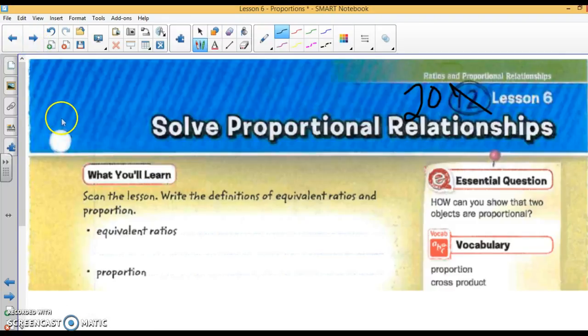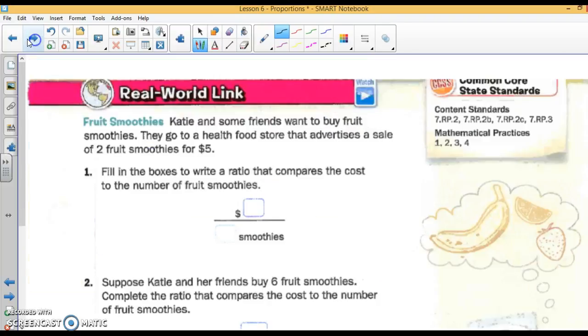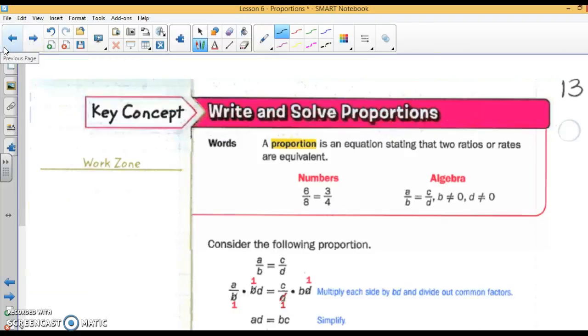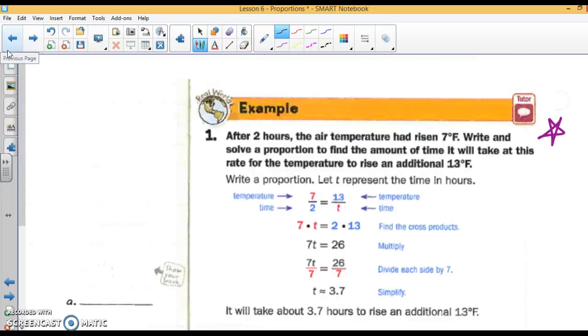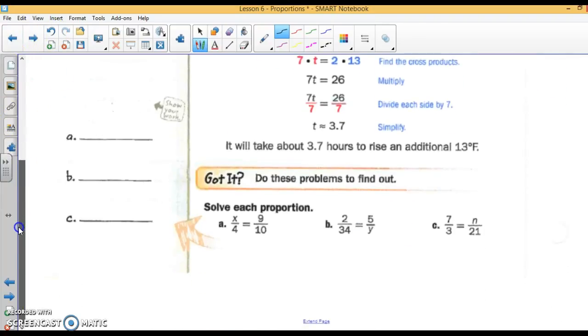All right, today we are going to talk about solving proportions. A proportion is an equation stating that 2 ratios are equivalent. So 6/8 is the same as 3/4. That is a proportion, a fraction equal to a fraction. And to solve these, you cross multiply. So I'm going to find these examples down at the bottom.